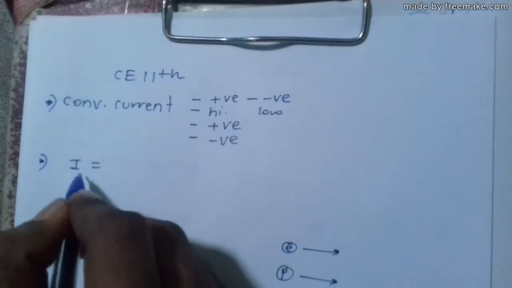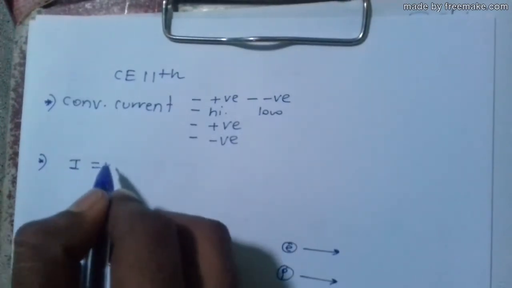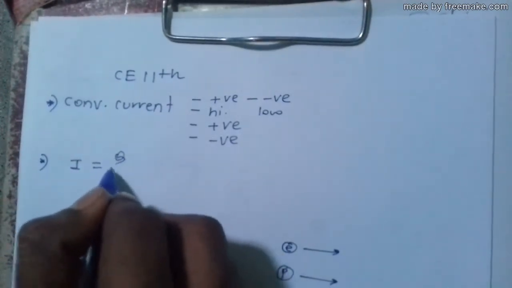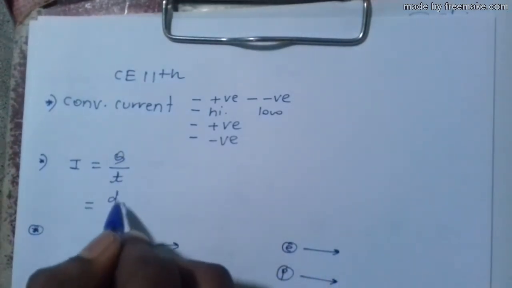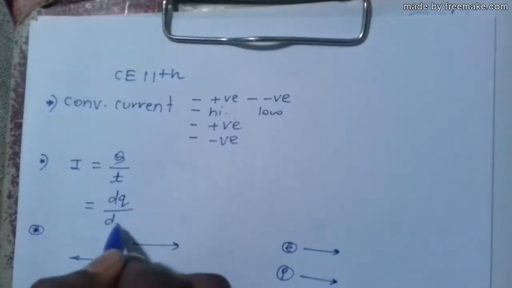Then, definition of current or equation of current. Equation of current is charge transferred divided by time, or in derivative form it is dq divided by dt.